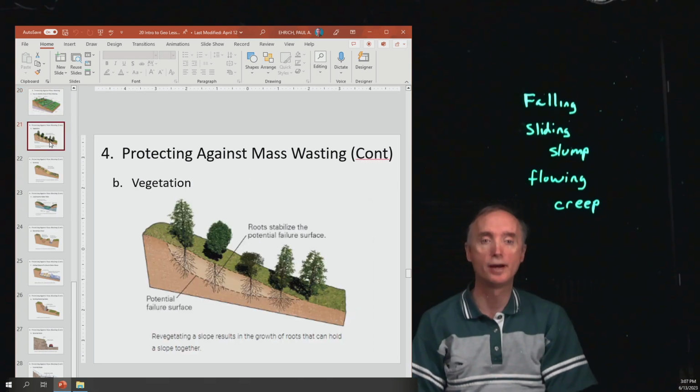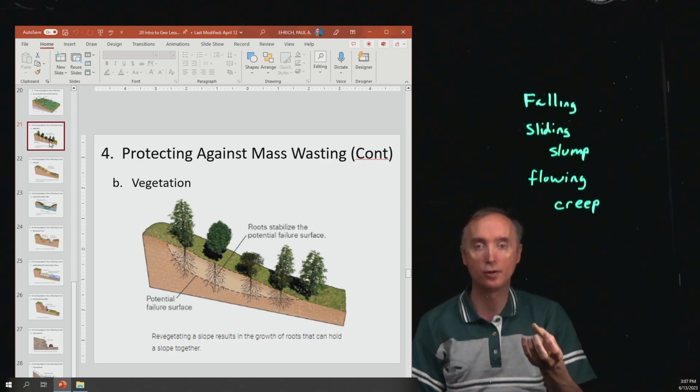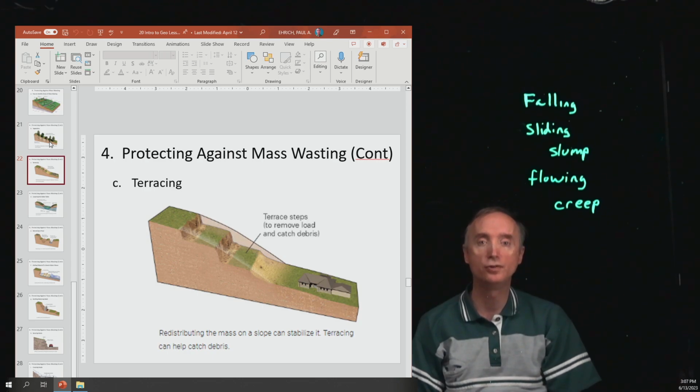So what can we do about it? If we want to stop mass wasting, one thing is to plant trees and other vegetation. They're going to have roots, and those roots are going to help to hold material in place so it doesn't move. Okay, another thing that we can do is we can terrace.